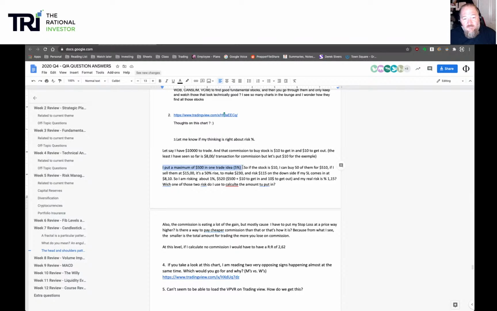I put a maximum of $500 in one trade, 5%. So the stock is $10. I can buy 50 of them for $510. If I sell them at $15, that's a 50% rise, makes 230. Risk 115 on the downside if my stop loss comes in at $8.10, so I'm risking about 1%, and my real risk is 1.15%.